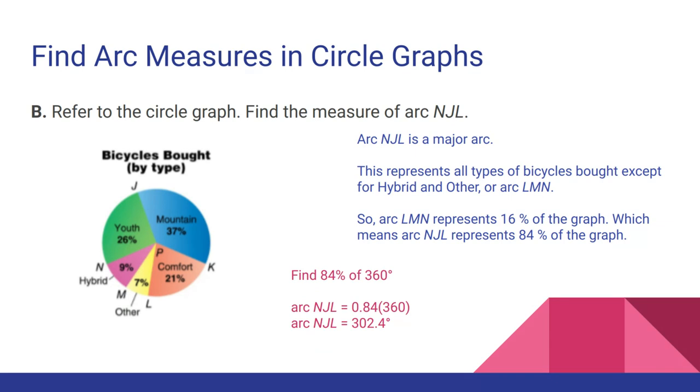So we need to find 84% of 360 degrees. So arc NJL is going to equal 0.84 times 360. So arc NJL is going to equal 302.4 degrees. And again, you could also add up all the percentages for arc NJL and still get 84% if you didn't want to subtract 16 from 100.